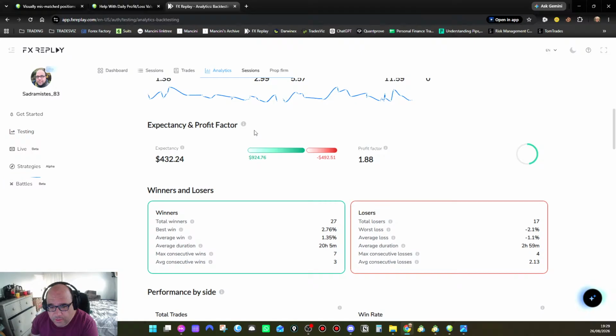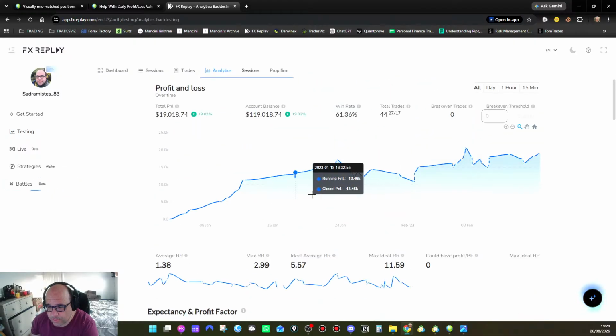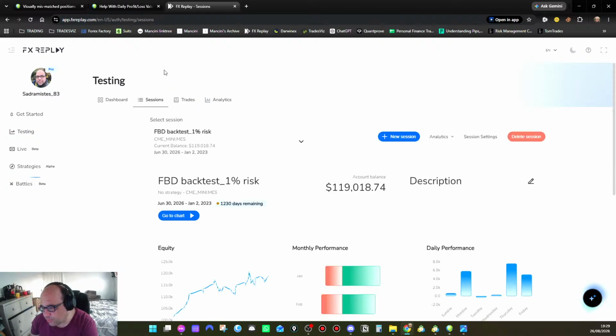Analytics here. We're sitting at an average RR of almost 1.4 with a 61.3% win rate, which is pretty decent. I'll try to push it up to 67 if I can by avoiding the low quality trades. Okay, so let's carry on where we left off. I guess today's session is going to be a 2-hour session.